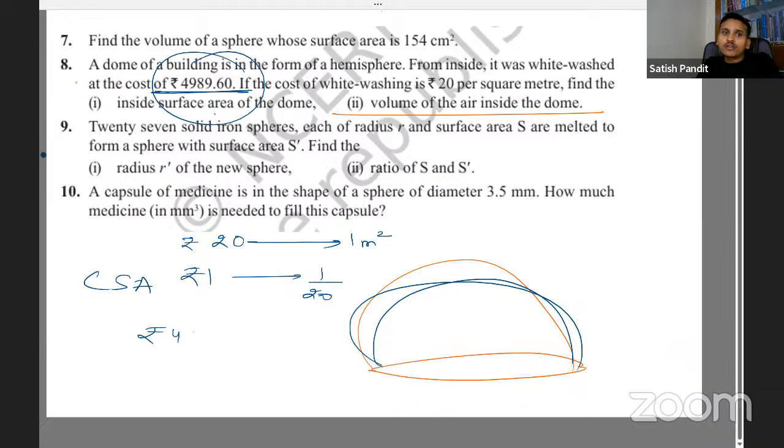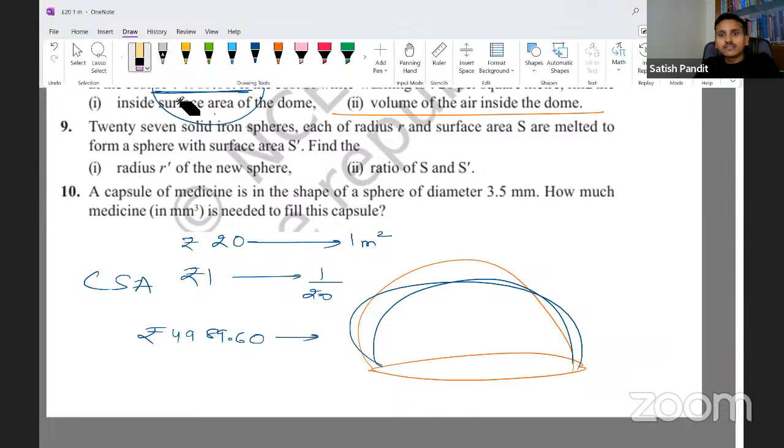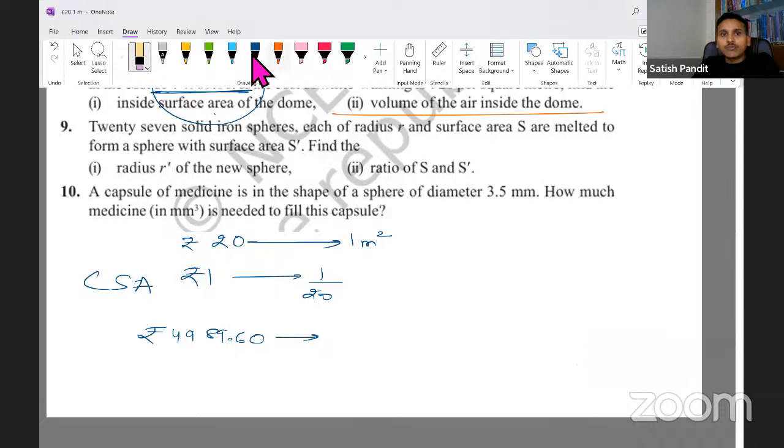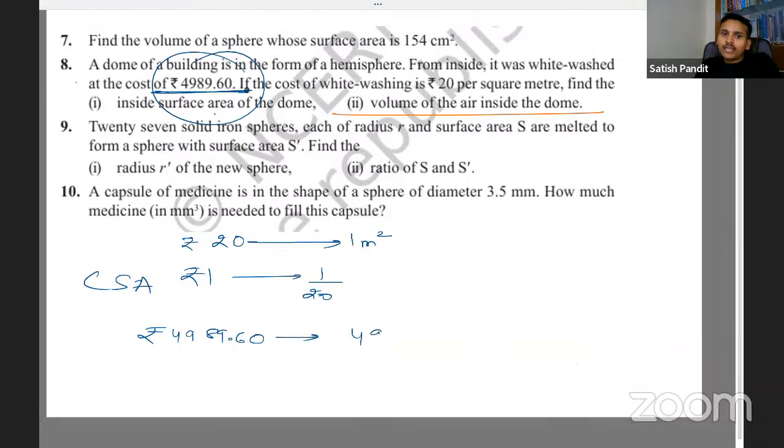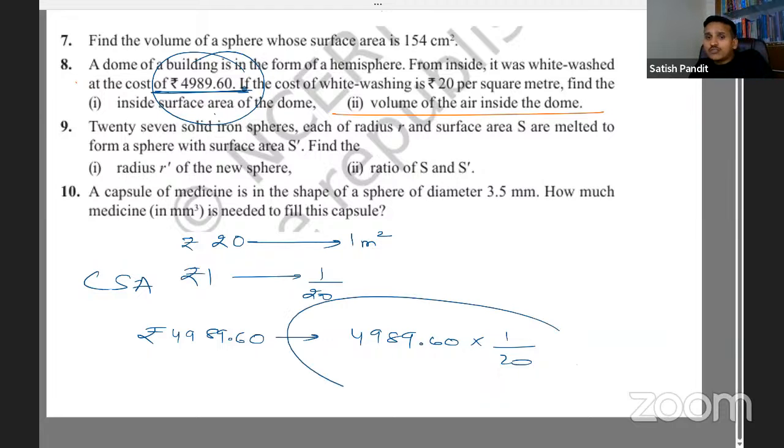So rupees 4989.60, how much can you paint? For this much, you can paint 4989.60 into 1 by 20. Yes or no, everyone? Now this will actually give you the surface area.